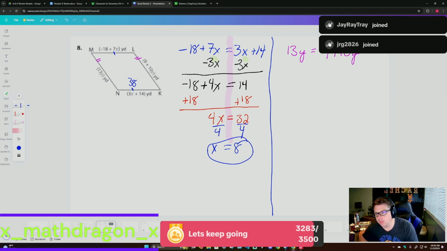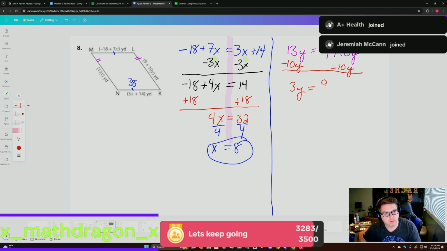All right, other one. Let's subtract 10y from both sides. And that's going to give me 3y equals 9.